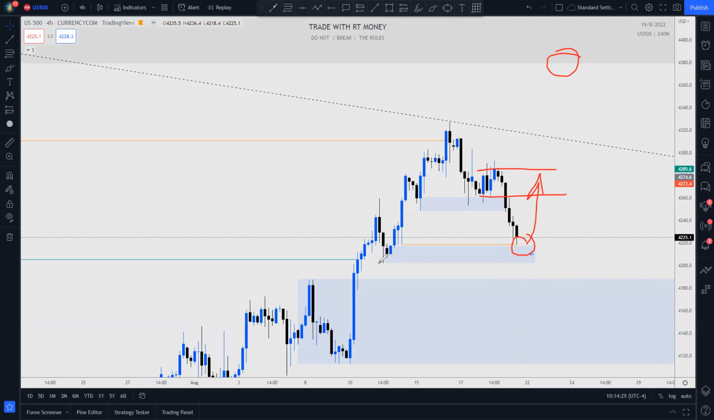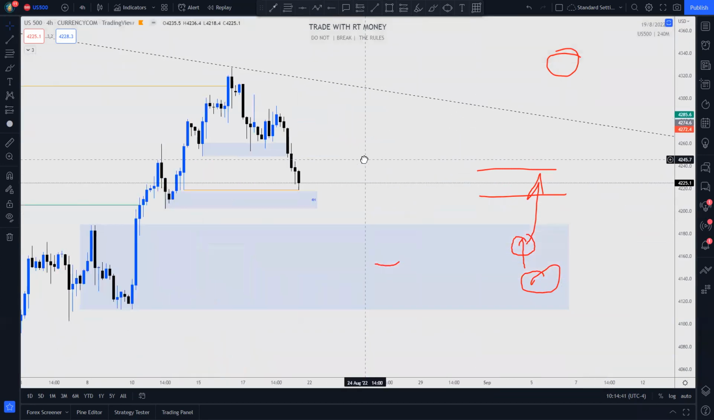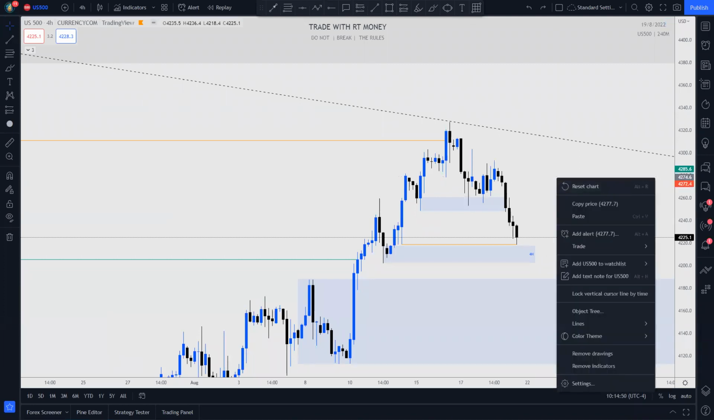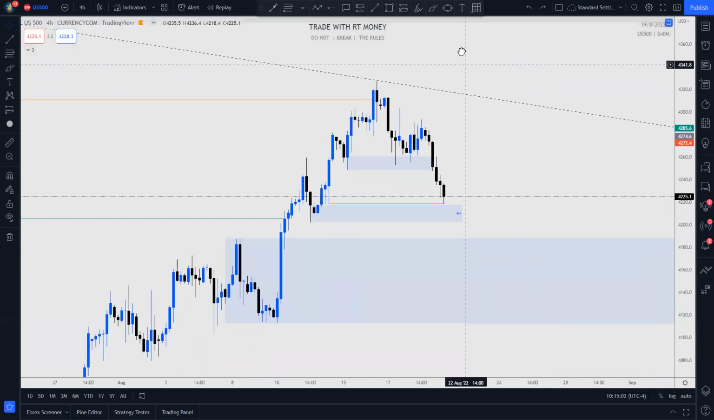The bearish scenario is if we break this low with a break and close, a 4-hour break and close below that. One, we're probably coming down into this zone, which is a larger zone of demand, and we can come inside there for a deeper penetration.